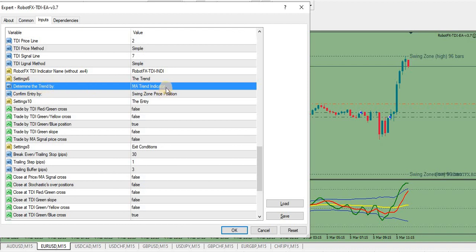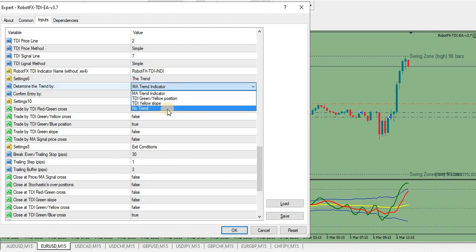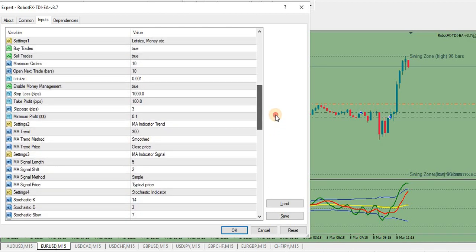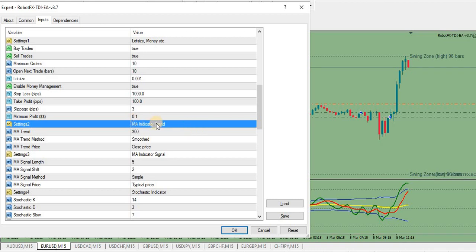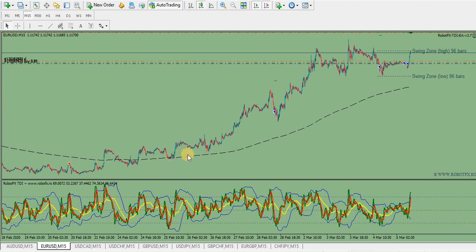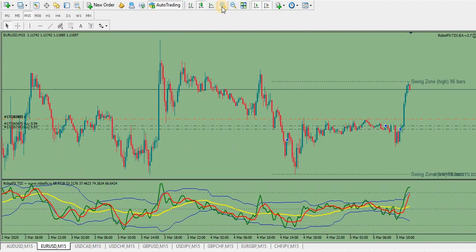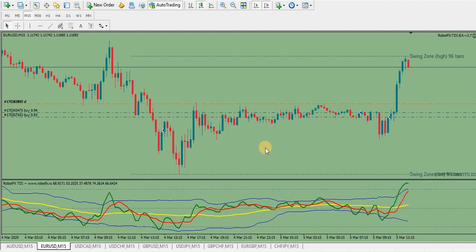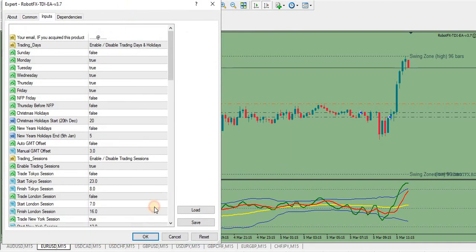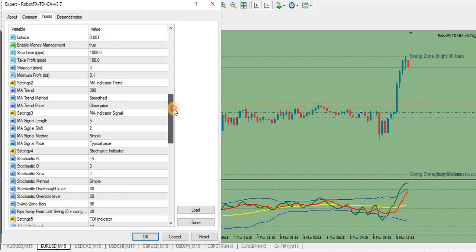So the expert advisor can determine trends by using, first of all, a moving average trend indicator, and these are the settings of the moving average trend indicator right here that I'm using on this chart, the 300 smoothed that I showed you already. That's the moving average I'm using. This also doesn't need to be attached on the chart. I attached it just for visual confirmation, let's say, and to better explain to you what it does. So that's one option for the expert advisor to determine the trend.